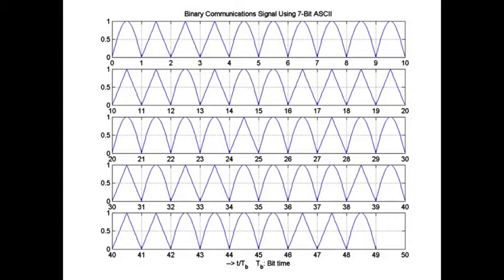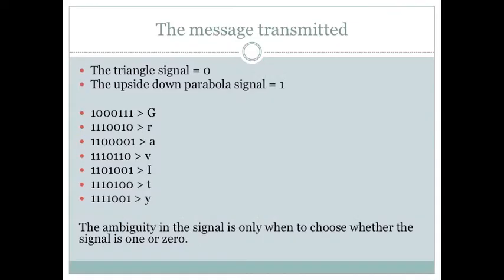The way we are going to approach this is to match 1 and 0 to each of these two types of signals. At the beginning, I set the triangle signal to be 1 and the upside down parabola signal to be 0. I got a very weird message that has no meaning. So I had to switch. I chose the triangle signal to be 0 and the upside down parabola signal to be 1.